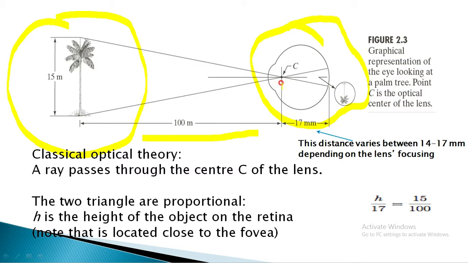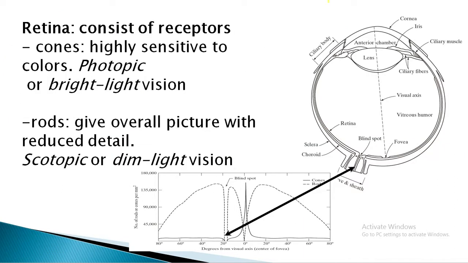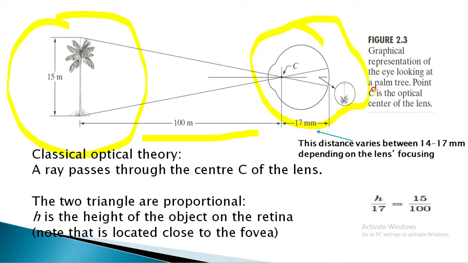Now, we have one theory: whenever a ray passes through the center C of the lens, this is my center C, this is my whole lens, and this dotted line you can see here gives you the center C of the lens. So whenever light passes through the center C of the lens, then the visibility will be available. Then we say that the visibility is proper.